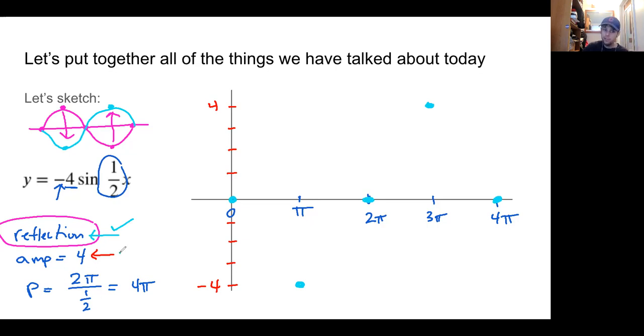Our amplitude is 4. We did go down to -4 and up to +4. And we have a period of 4 pi. We're going from 0 to 4 pi. Just double check that you did all those things before you jump straight in. And then I will try to sketch this curve out.